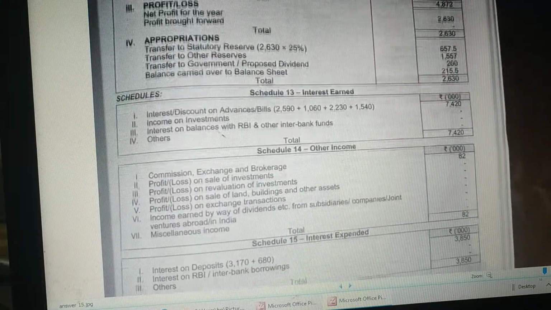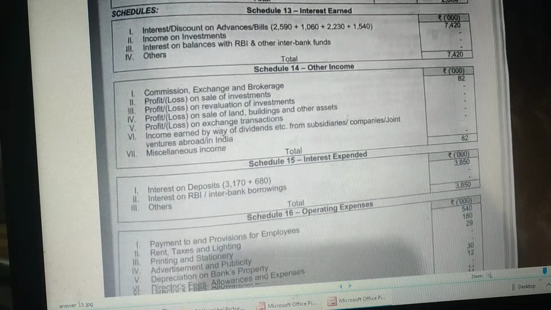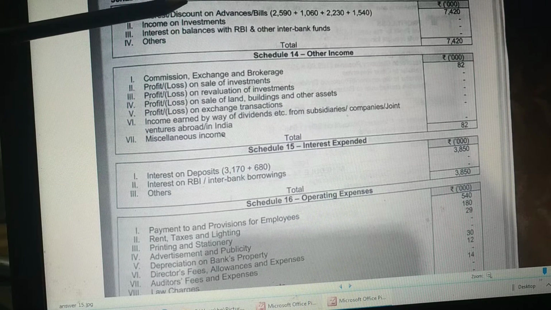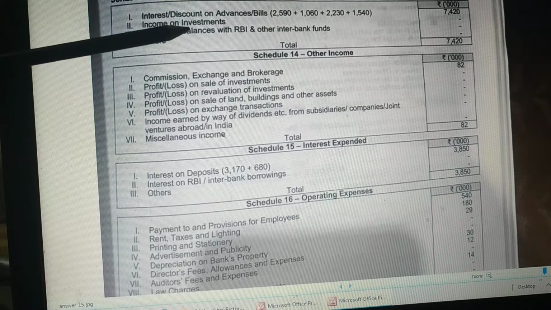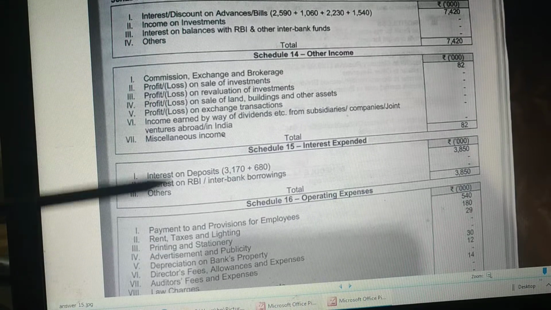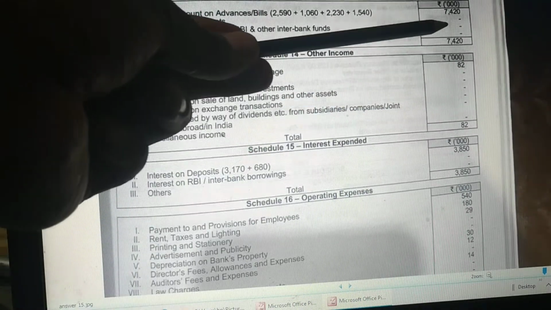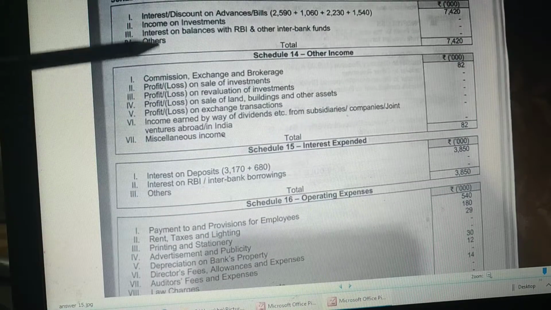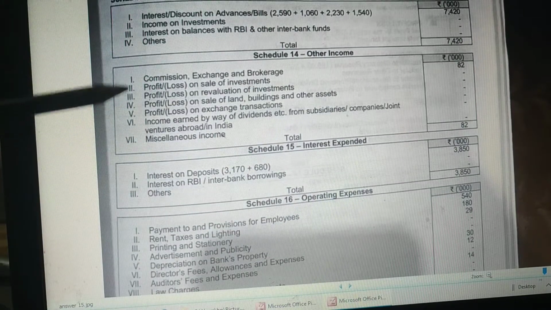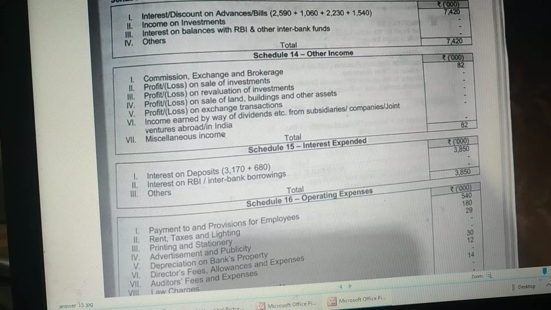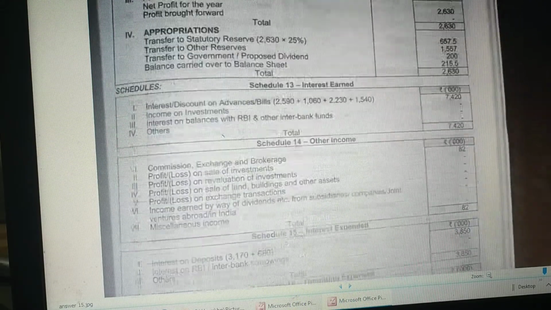First I'm focusing on schedule 13, 14, 15 and 16. One can see very clearly, this way you have to prepare your examination also. Schedule 13 separate, 14 separate, 15 separate and 16 separate. Here they have given dots. In your final examination, you need not give all of this from memory. You just write what is given and total it. That is sufficient. Now I am moving on to this format.